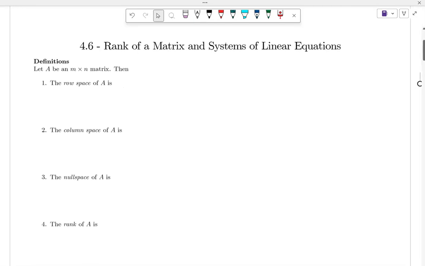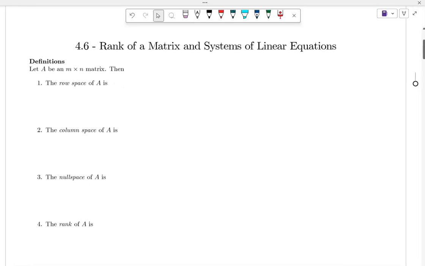And along those lines, are there any questions before we get going? All right, well, let's go on to the next section then.